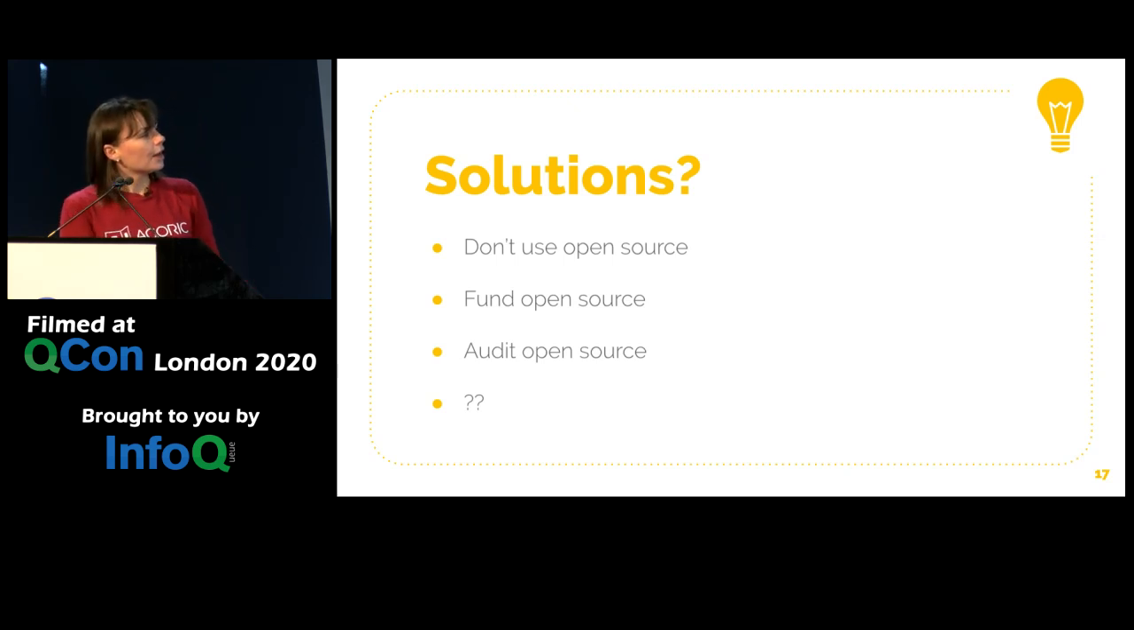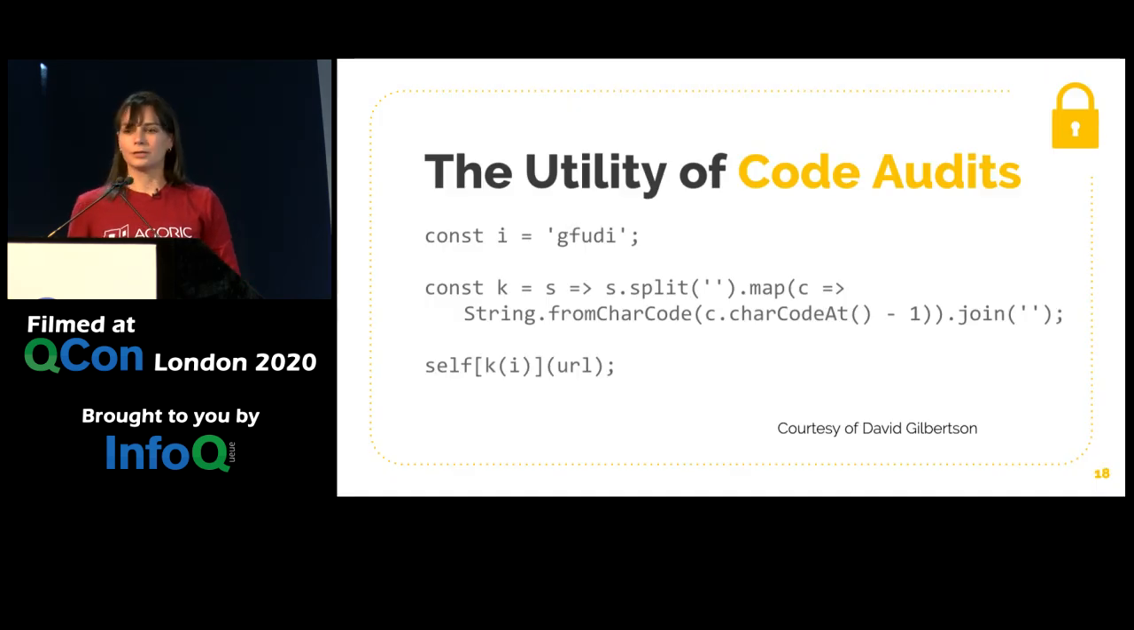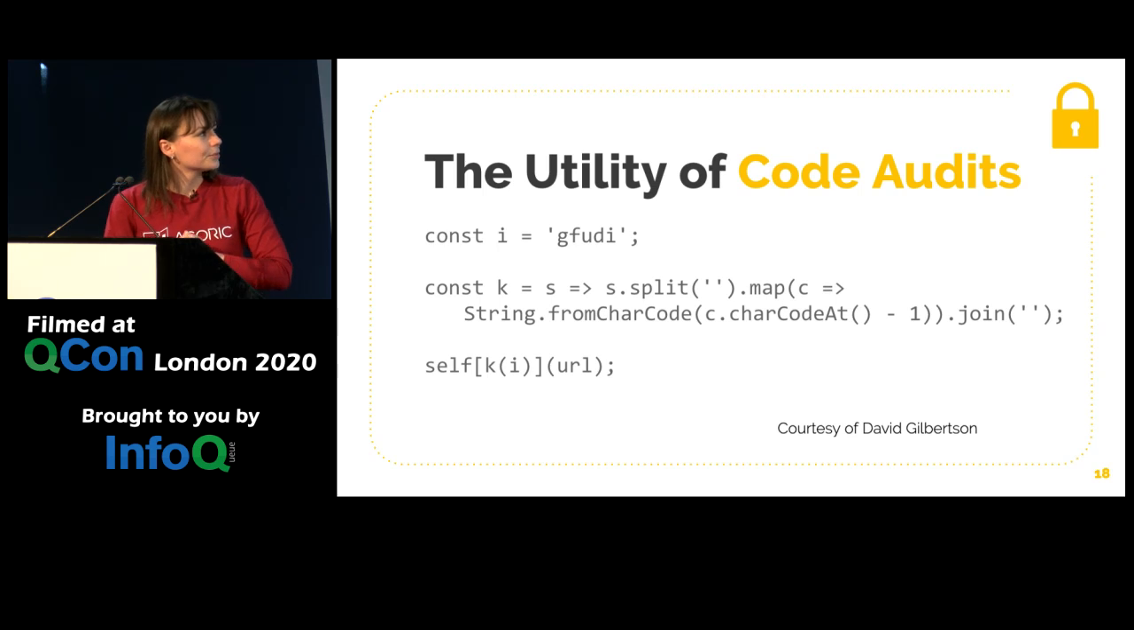Okay, so lastly, another solution that people suggest is that we should audit open source code. And this is also a good suggestion, but code audits are not a panacea, right? They can't solve everything. There are things that code audits miss. So here's an example of the utility of code audits. Does anyone know what this code does? Any guesses?